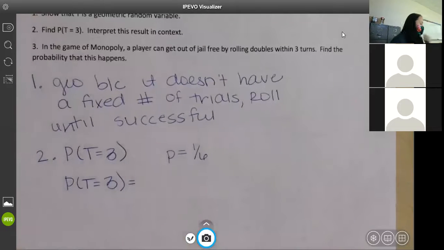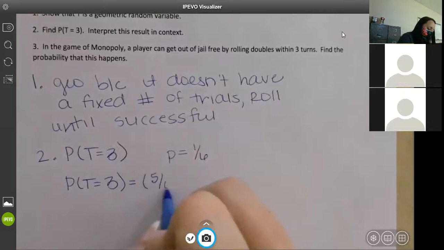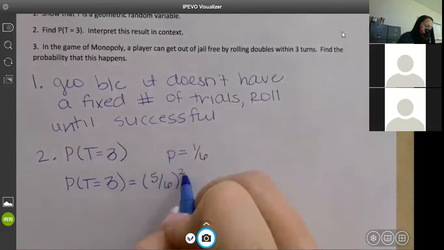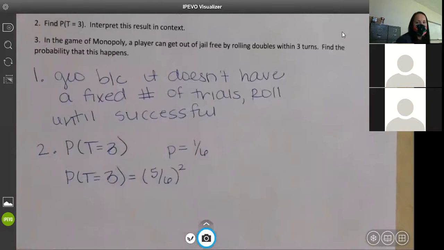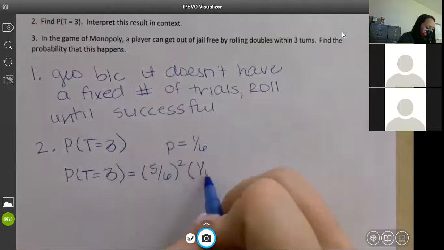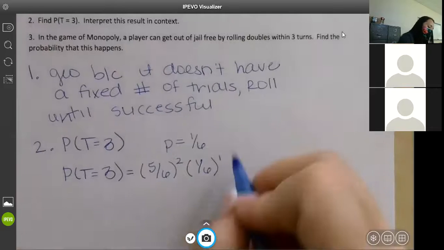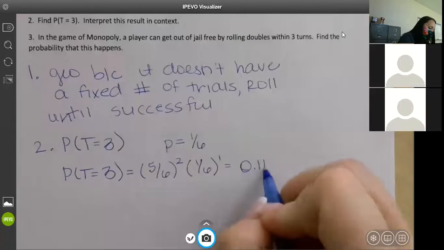So probability t equals 3 would be the failures and the number of failures. Failure percentage would be 5/6, and there will be 2 of those because we'll roll twice, and then we'll succeed on the 3rd roll, which gives you 0.1157.